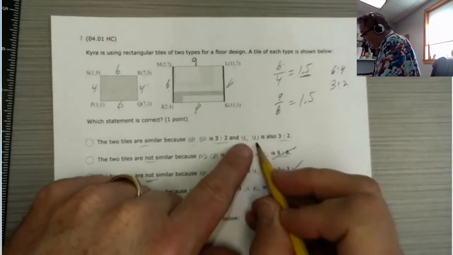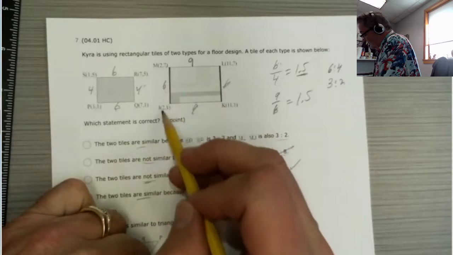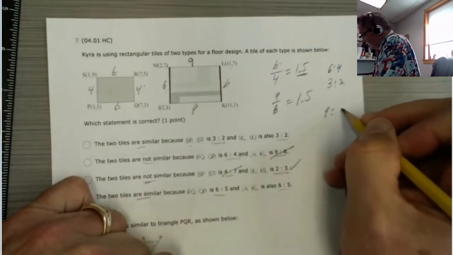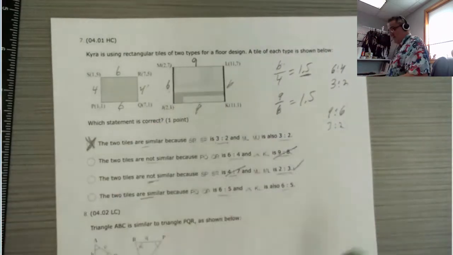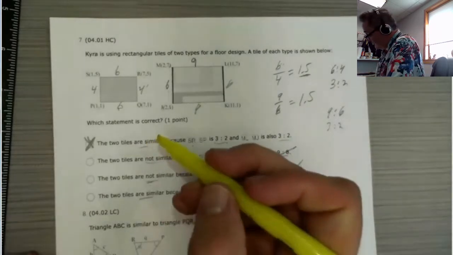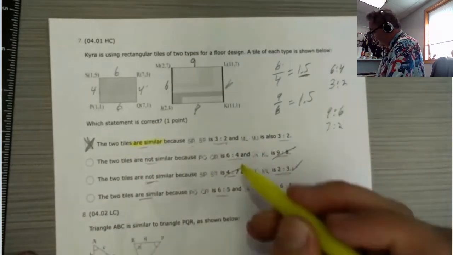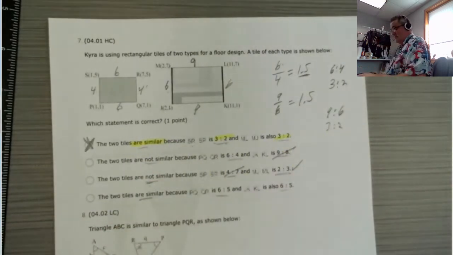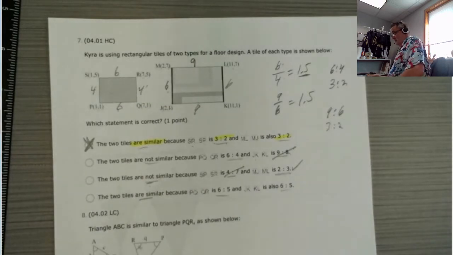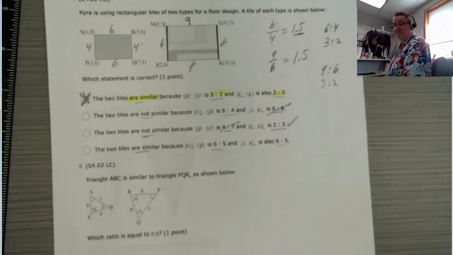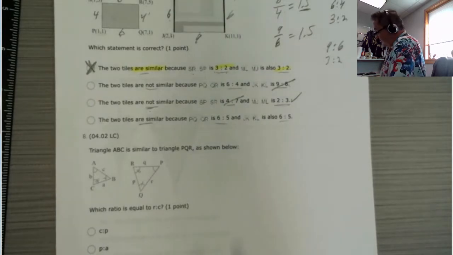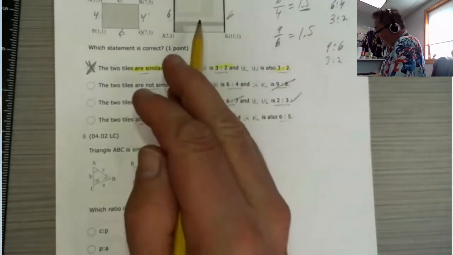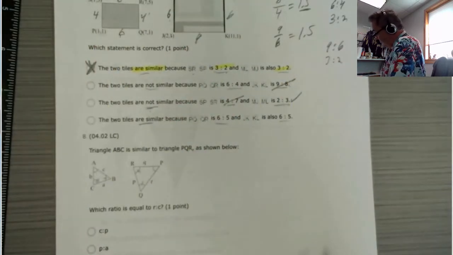And ML to MJ. ML is 9. MJ is 9-6, which is the same as 3-2. They are similar because they have the same 3-2 ratio. Checking both shapes. Okay. Which we know is a 3-2 ratio. Three of these equals 2 of these.